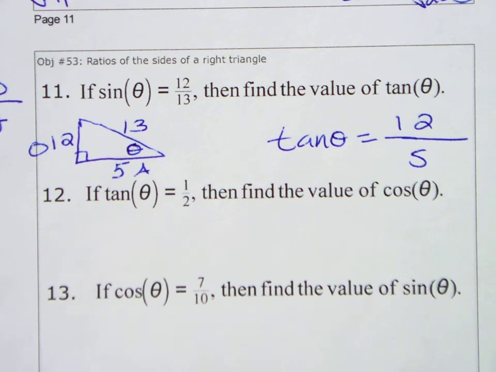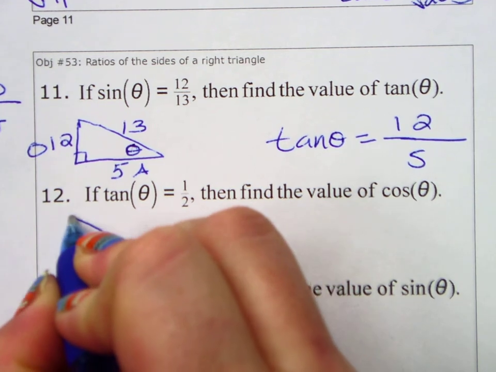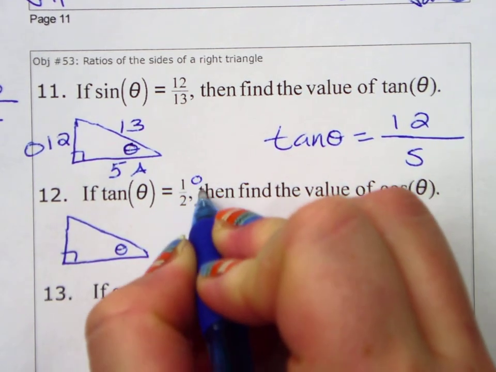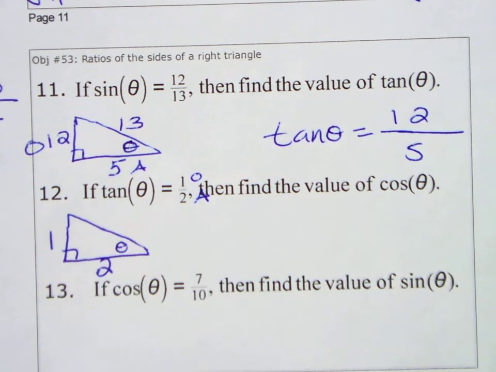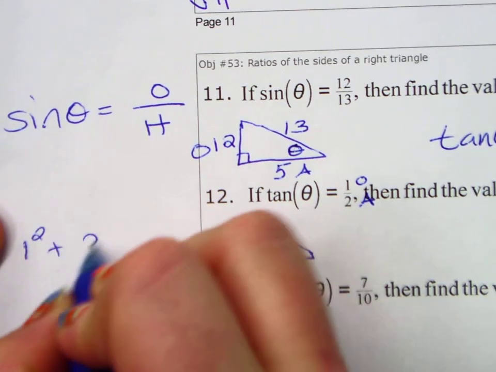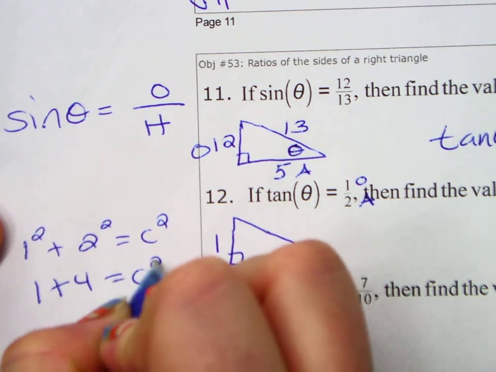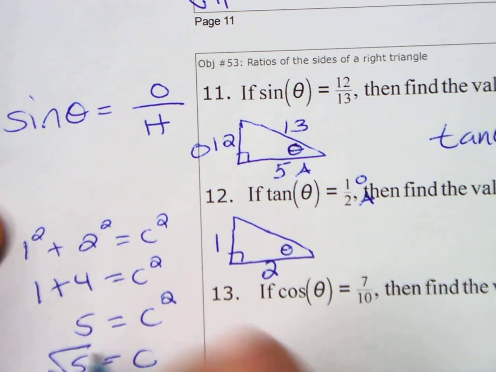Right? Okay. Tan of theta is a half. Again, I always draw my triangle the same, just out of habit. Right? Tan is opposite over adjacent. O over A. Now I have to do Pythagorean theorem to find that missing side. Right? So I'm missing my c. So 1 squared plus 2 squared equals c squared. 1 plus 4, 5 equals c squared. So c is radical 5.